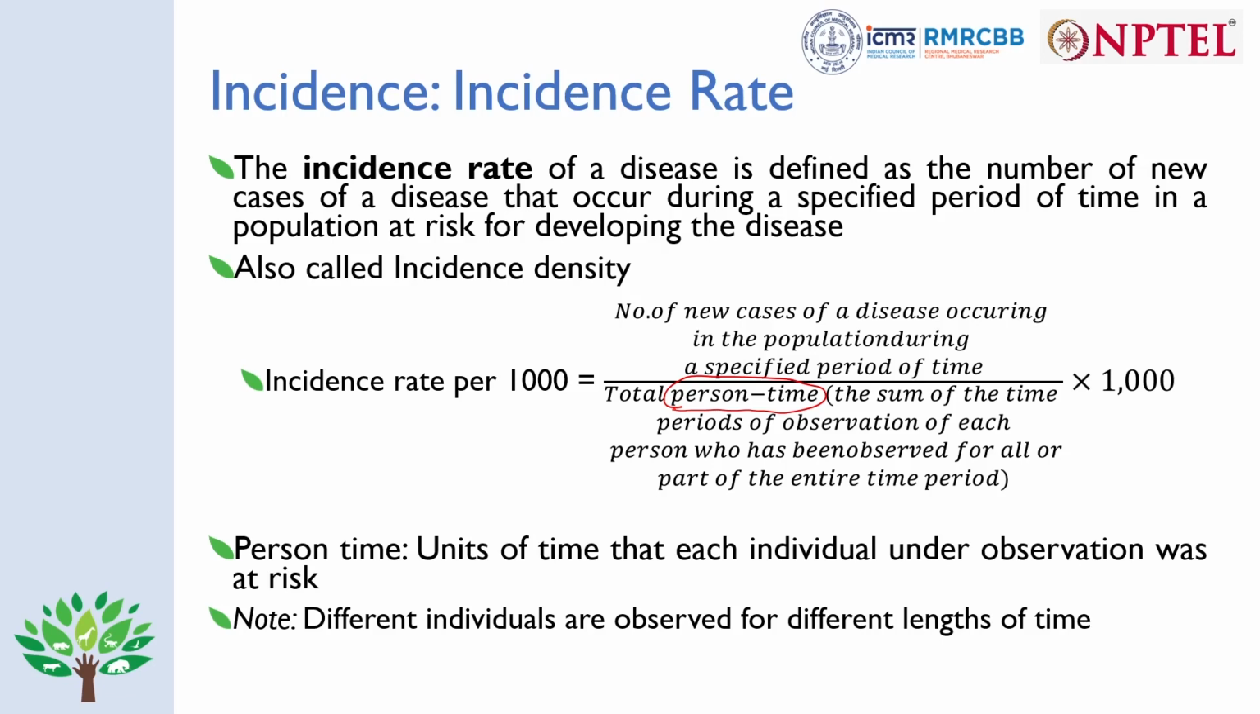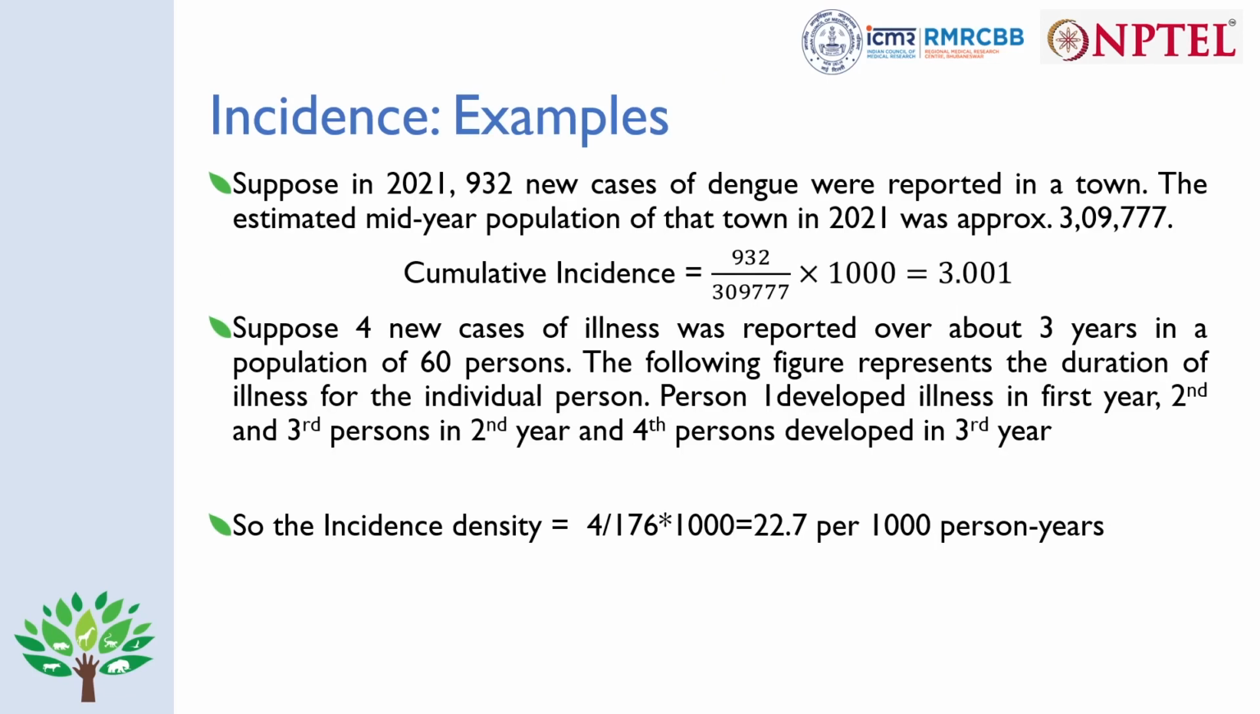So the person time is the unit of time that each individual under observation was at risk. I will come to one example so it will be more clear to you. So let's see.